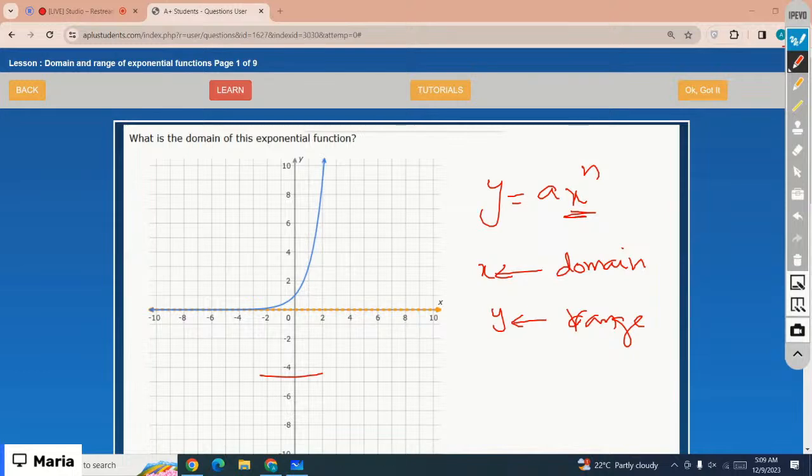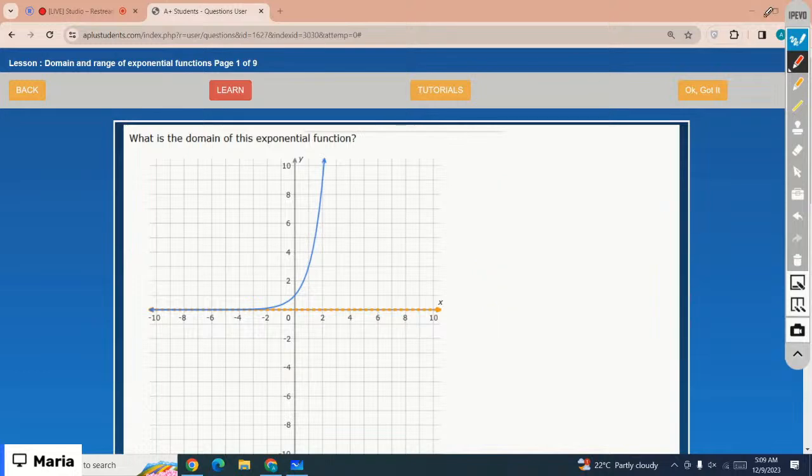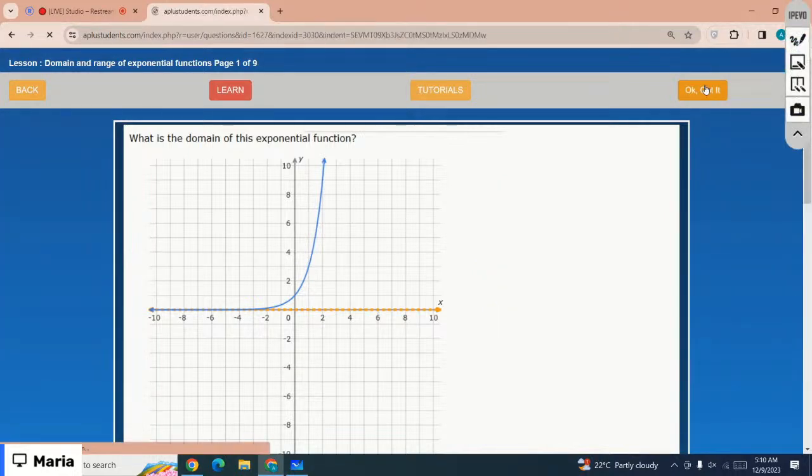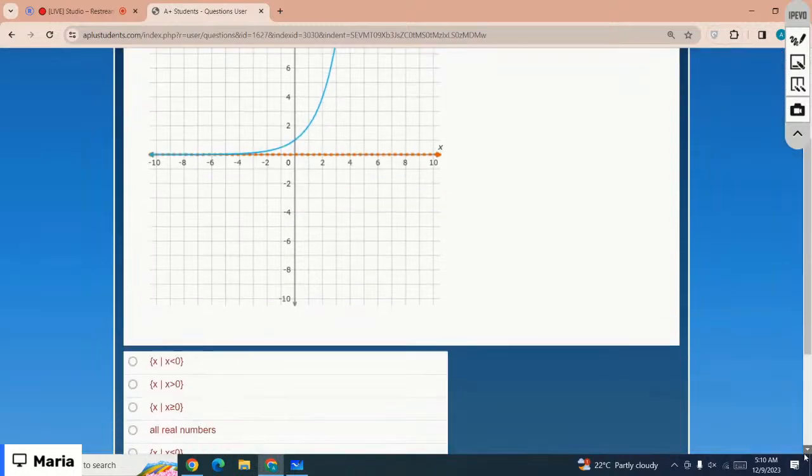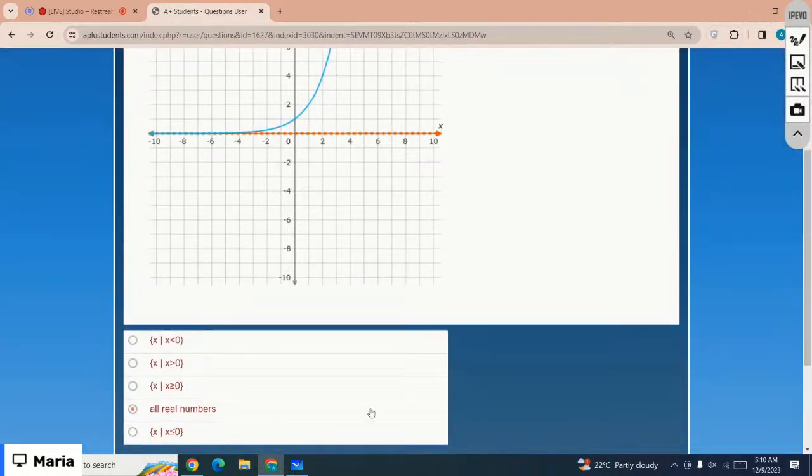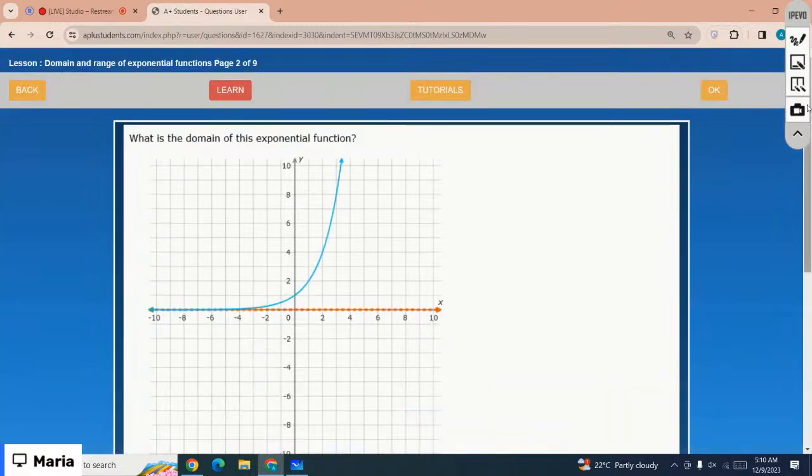Okay, let's start with the next one. What is the domain of this exponential function? Which is the correct option? The domain of an exponential function is always all real numbers. So the correct option is all real numbers, right?